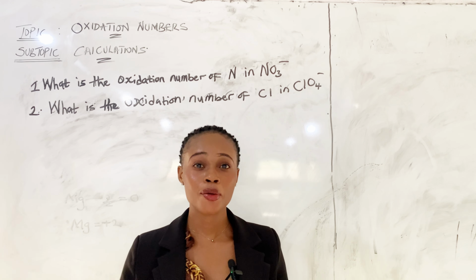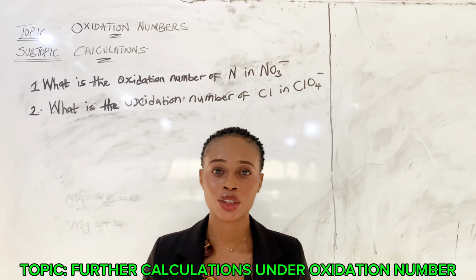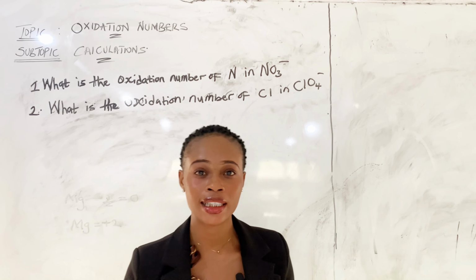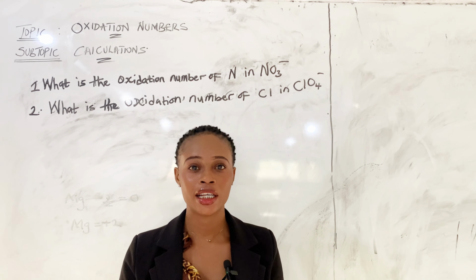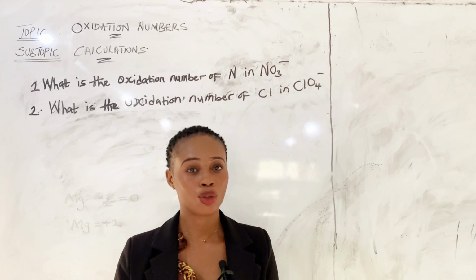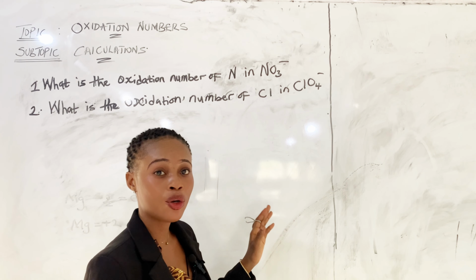Welcome back. So today we're going to be taking further calculations on the oxidation number. Firstly, we're going to start with the example or the classwork I gave you guys in the last lesson, and then we're going to solve it. So if you did that, kindly check if your answers are correct and give me a thumbs up in the comment section below. So we're going to start with number one question. The question is, what is the oxidation number of nitrogen in nitrate polyatomic ion? So what is the oxidation number of nitrogen in NO3?